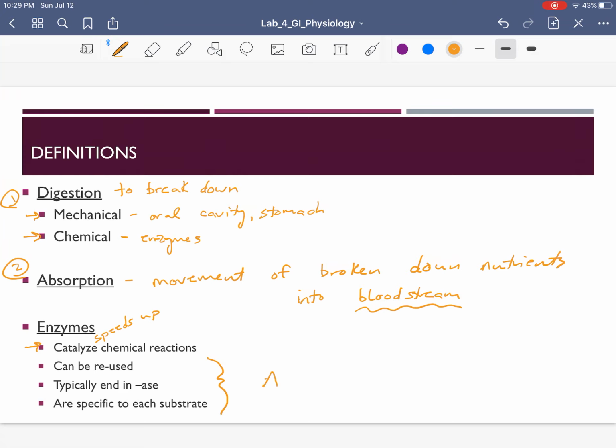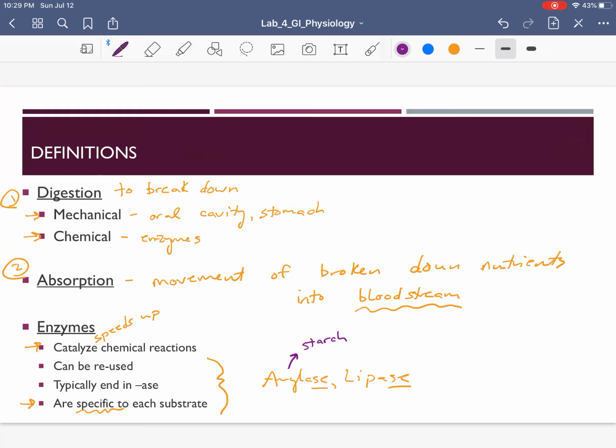So we're going to see in today's lab, we have amylase. We have lipase. What do you see that's the same for both of them? They end in the suffix ase, A-S-E. And lastly, you should be reviewing all of these, by the way. Lastly, enzymes are specific to each substrate. And what that means is amylase can only work on starch.